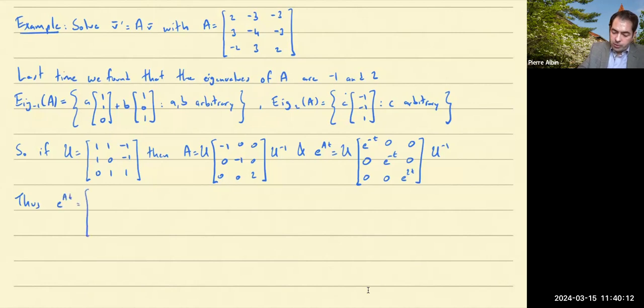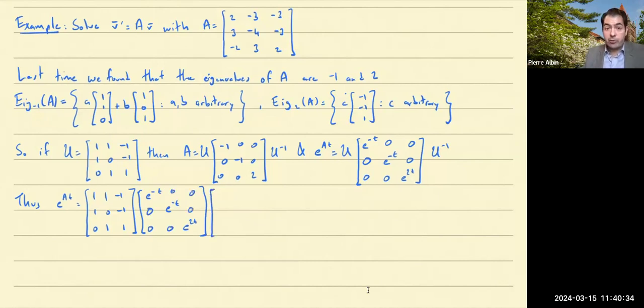So e to the At would be U, 1, 1, 0, 1, 0, 1, minus 1, minus 1, 1. And then this diagonal matrix, e to the minus t, e to the minus t, e to the 2t. Then the inverse of a 3 by 3 matrix is harder to just eyeball, but you can work out what it is simply enough using Gaussian elimination. I'll just tell you what the inverse of this matrix is.